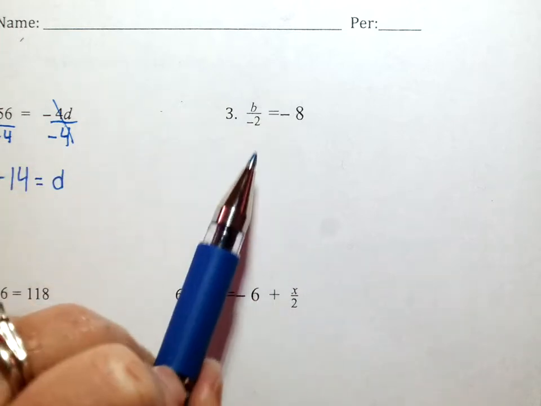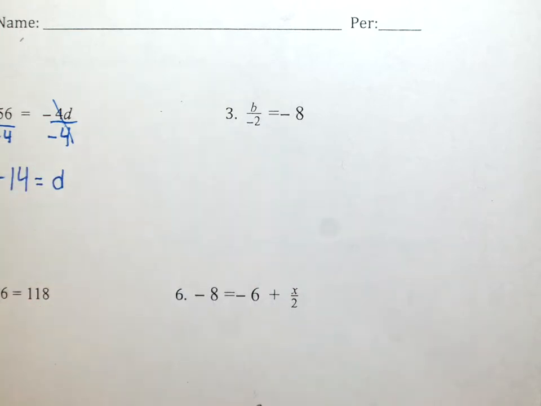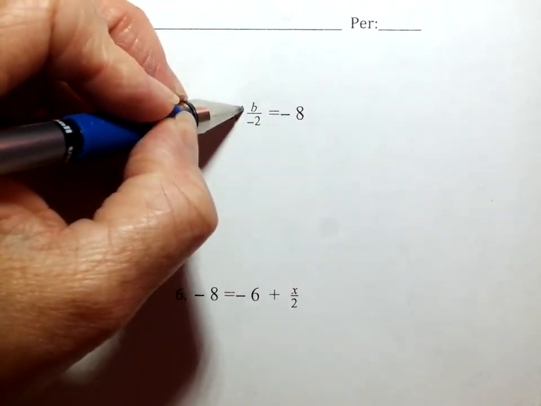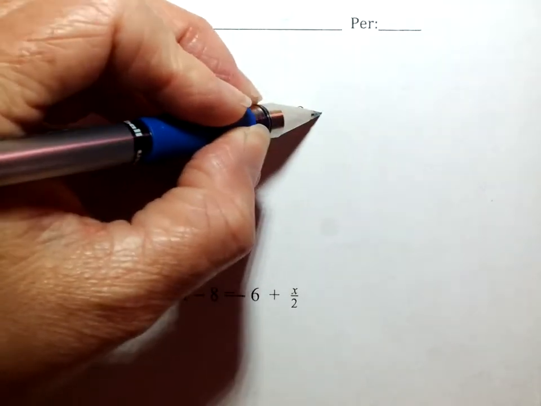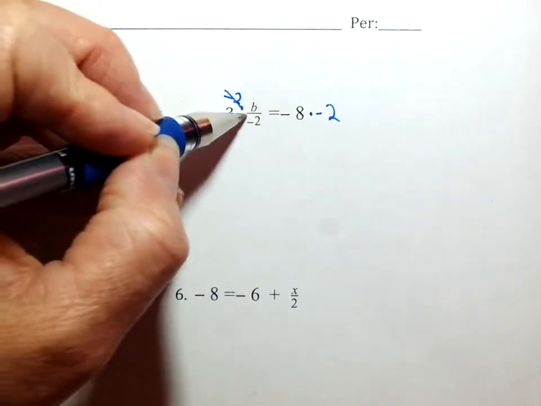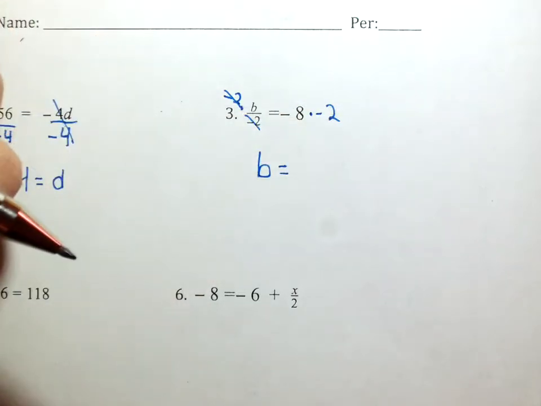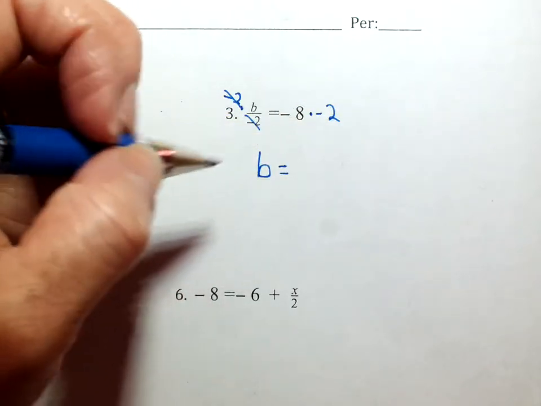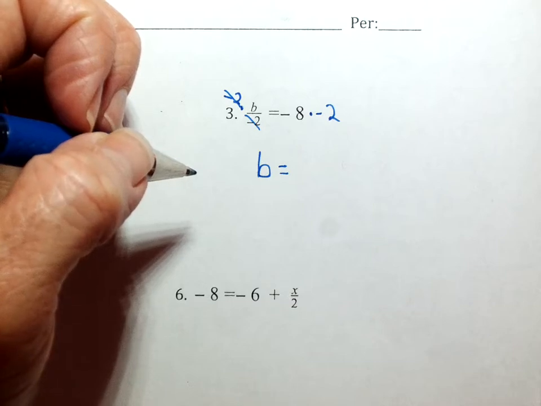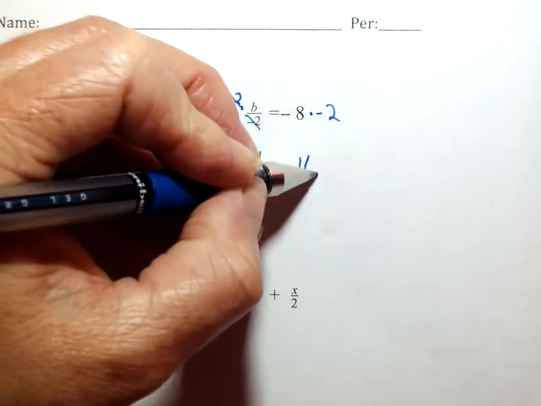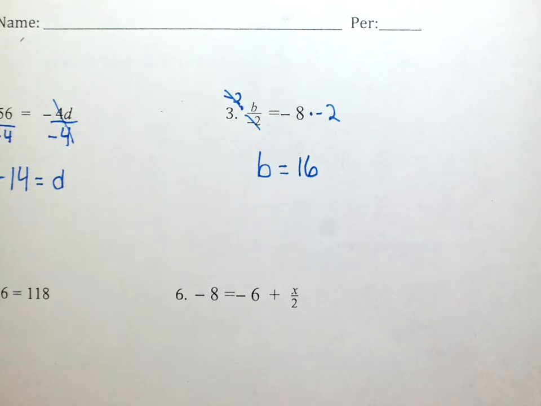You should have noticed first off that this bar means to divide. The opposite of dividing is to multiply. So you're going to multiply both sides by -2. These cancel out. You're left with b is equal to -8 times -2. My answer is going to be positive. Okay, it's going to be positive 16. Check your work. Now pause the video and complete number 4.